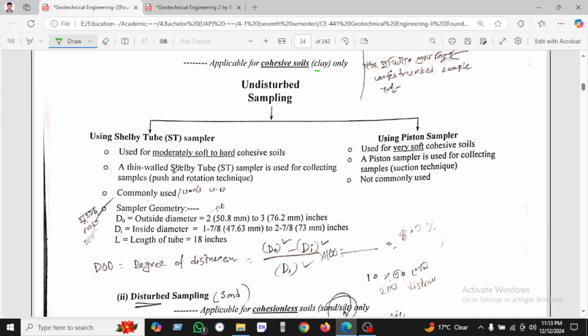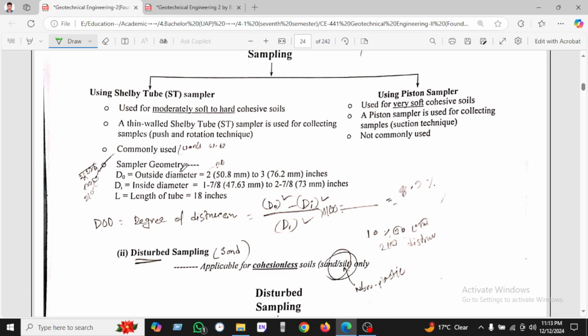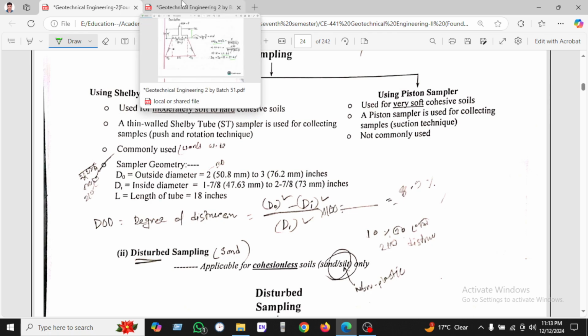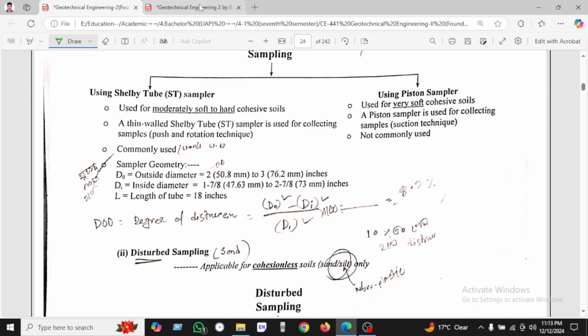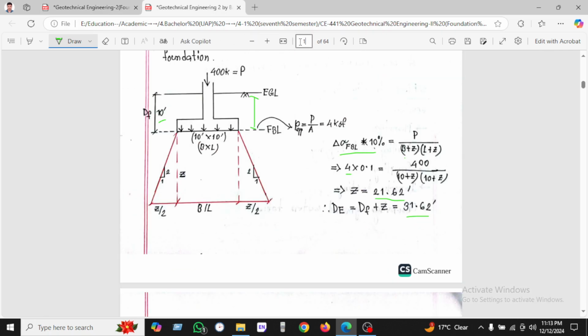So Shelby tube we use for moderate to hard cohesive soil, and thin-walled Shelby tube is commonly used. The sampler geometry is given. D naught is outer diameter is 2 to 3, and Di is inside diameter 147.63, and length of the tube is 16. So degree of disturbance we have, if we calculate the degree of disturbance, I am calculating here.